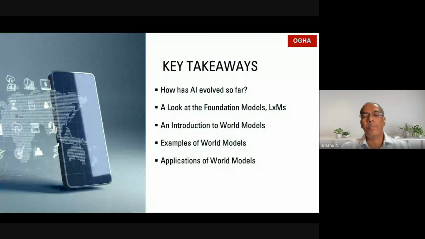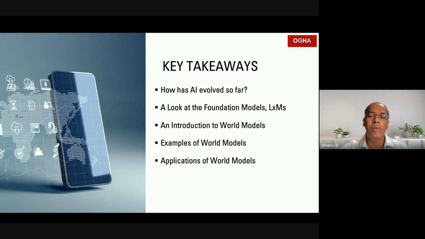People who have joined this session are wondering: what is in it for me? How is it going to help my job? What am I going to learn from this session? So these are the key takeaways. We'll take a look at AI: how it has evolved over decades, and where it is now, its current state. Then we look at the foundation models, LxMs as they are generally called, that is LLMs, LAMs, LRMs, and so on, and what their limitations are.